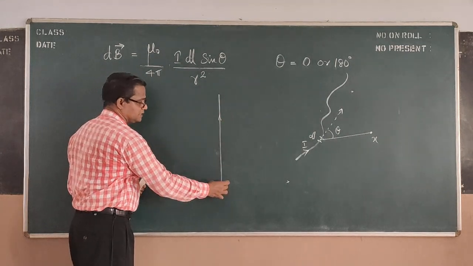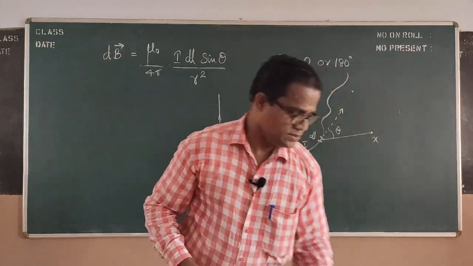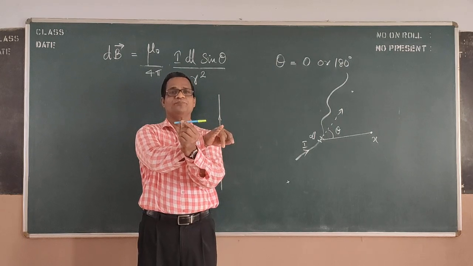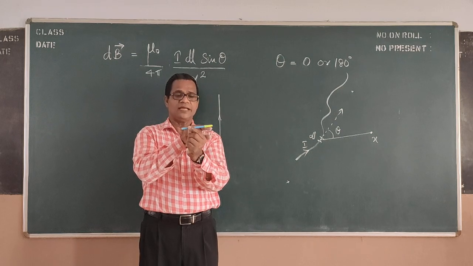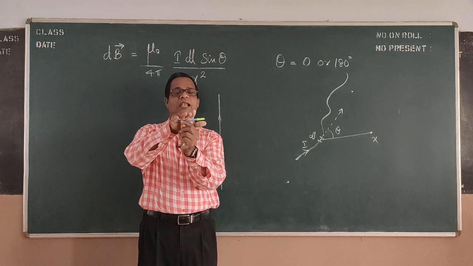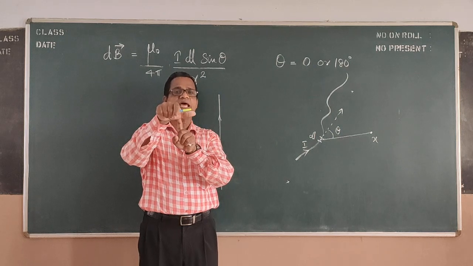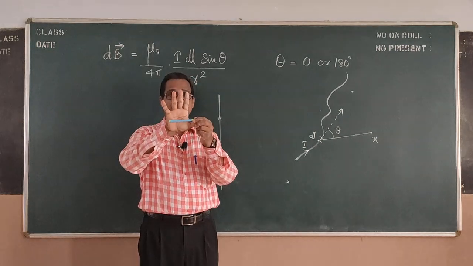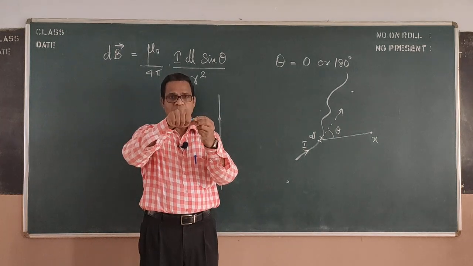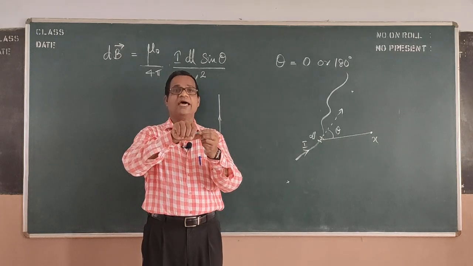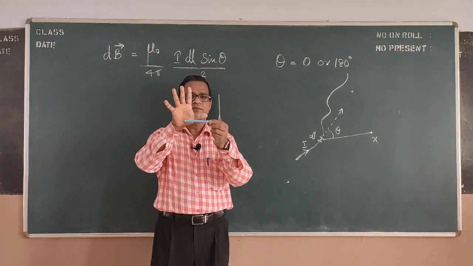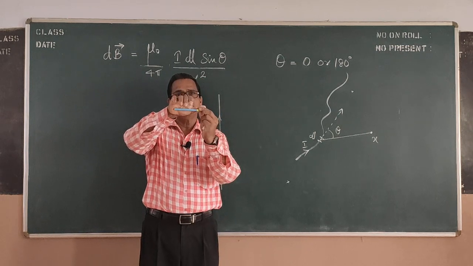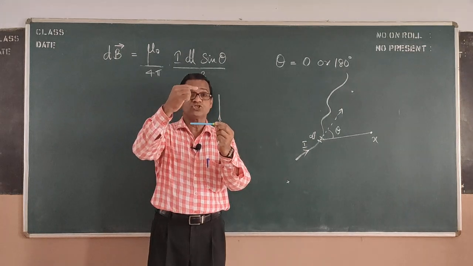Suppose this is the current carrying conductor, and the current is flowing along this way, in the upward direction. Then I hold the conductor in my right hand palm like this, such that the thumb points along the direction of flow of current. Then the direction in which the other fingers curl around, that direction is the direction of the magnetic field around it. This is what the thumb rule says.